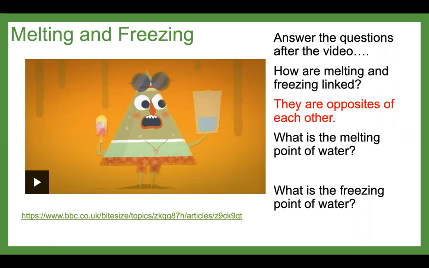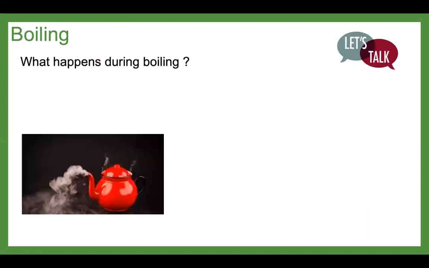Next question. What is the melting point of water? Pause the screen. Let's see if you were correct. 0 degrees Celsius. And the last question on this slide. What is the freezing point of water? Pause the screen. And it's just below 0 degrees Celsius. So well done if you got those all correct.